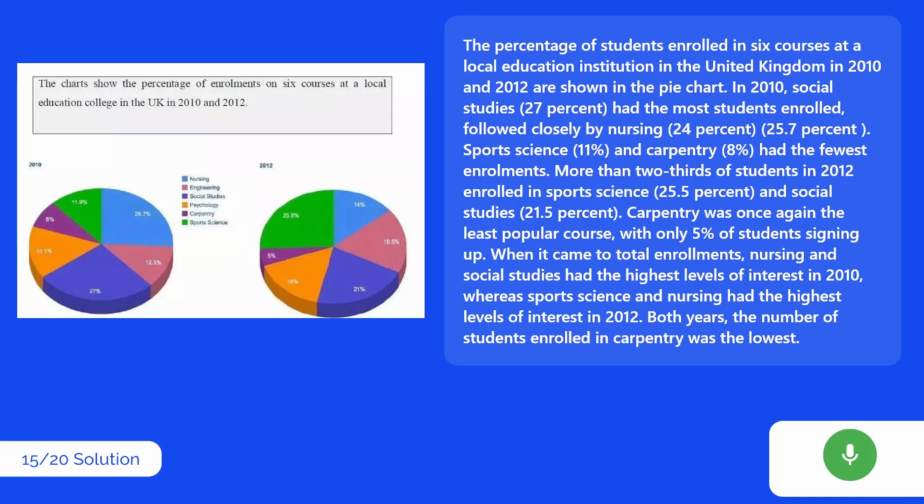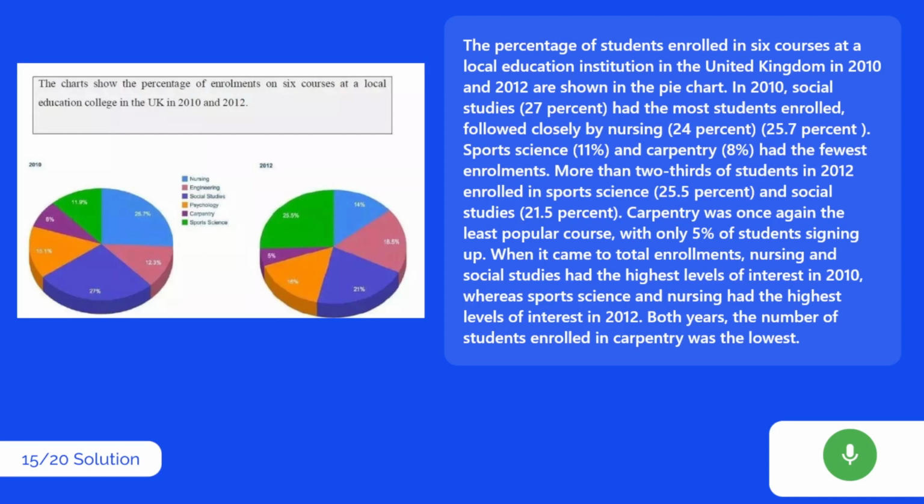The percentage of students enrolled in 6 courses at a local education institution in the United Kingdom in 2010 and 2012 are shown in the pie chart. In 2010, Social Studies, 27%, had the most students enrolled, followed closely by Nursing, 24%, 25.7%. Sports Science, 11%, and Carpentry, 8%, had the fewest enrollments.